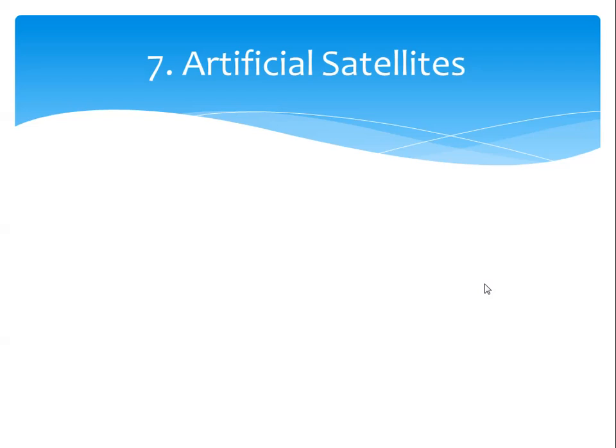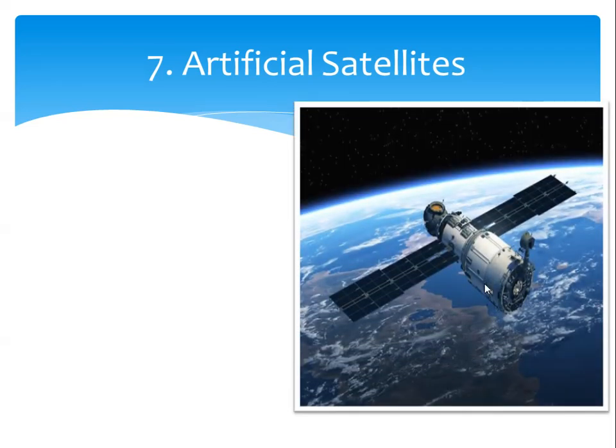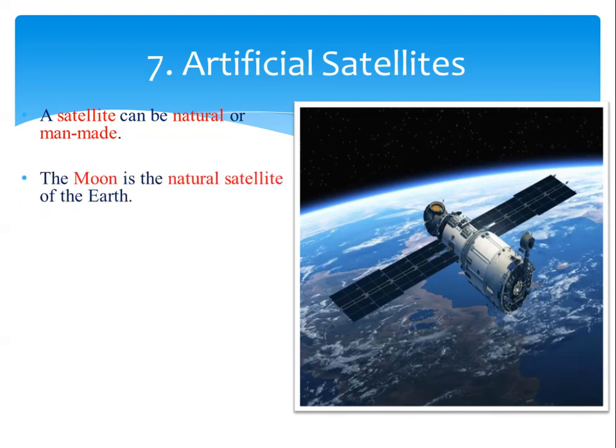Artificial satellites. Please look into the picture, you can understand. Artificial satellites are man-made satellites. A satellite can be natural or man-made. Like the moon is the natural satellite of our planet Earth. Planets like Saturn and Jupiter, which are in our solar system, have many moons.